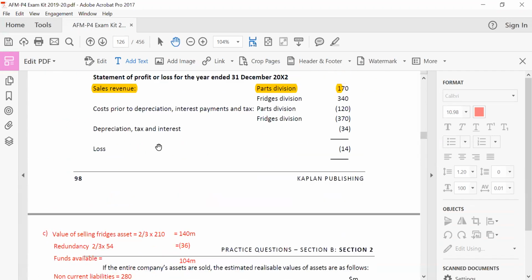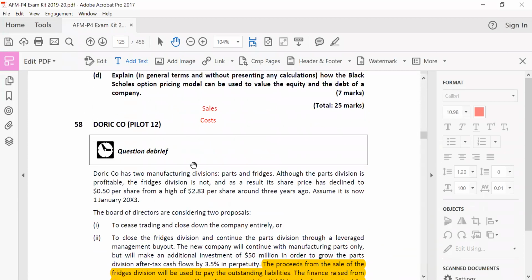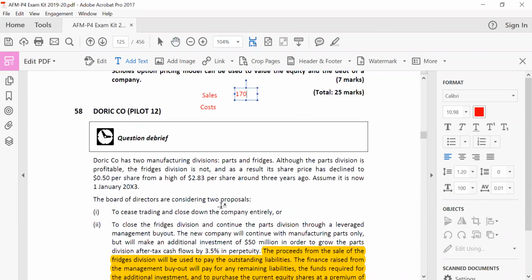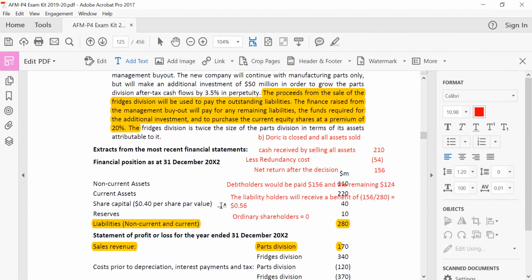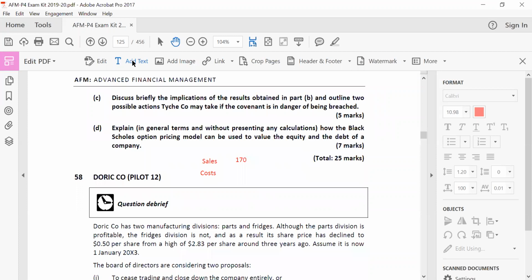So that sort of issue turns out to be good. We are going to only pick the part, which is 170. Is the part also creating any cost? Do you have any cost coming with the part? The cost prior to depreciation, interest payment, and tax is 120 for parts. You can consider that anything of fridge is not important, because as we speak, there's no fridge division. Dead and gone. So it's 120.